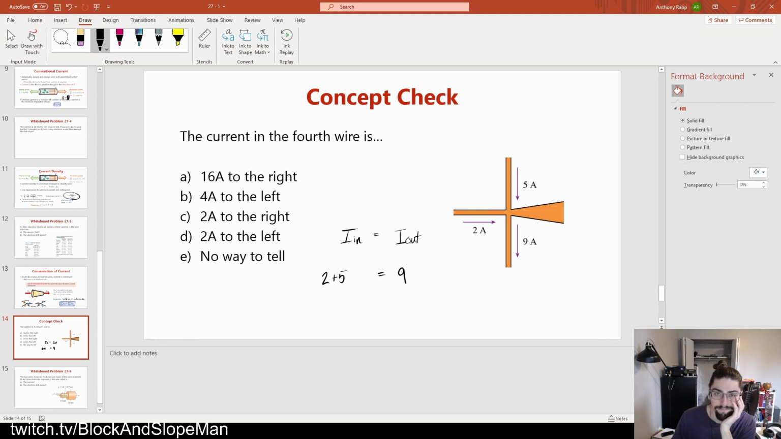It doesn't. Right? I want to make sure we're clear on that. It does not equal 9. So what we are missing is an extra 2 amps on the input side to balance this equation. 2 amps coming in to the junction. We should be looking at 2 amps going to the left.